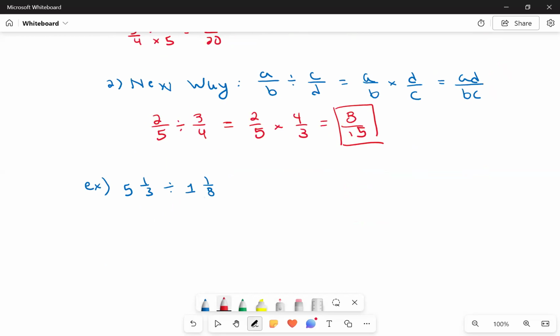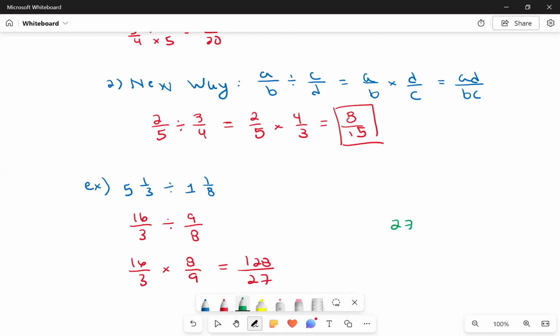So I'm going to do 5 times 3 plus 1, which is 15 plus 1, which is 16, divided by 1 times 8, which is 8, plus 1 is 9. And now I'm going to flip the second one and multiply. So 16 times 8 is 128 over 27. I did that on my calculator, by the way. And then I'm going to change this into a mixed number. I just realized I've been working with the red pen instead of the green. That's fine.